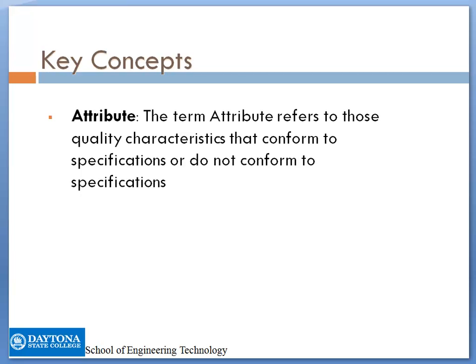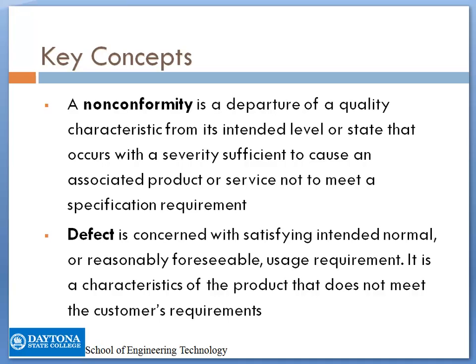Where an attribute does not conform to specification, we use various descriptive terms such as nonconformity, defect, defective, or nonconforming unit. So let's start with a nonconformity. A nonconformity is a departure of a quality characteristic, and a quality characteristic is coming from your customers, right? So it's a departure. That product doesn't have the quality characteristic anymore. And it could have a severity sufficient to cause an associated product or service not to meet a specification requirement. So once again, it's a departure of a quality characteristic, and that means a departure from satisfying your customers' specifications.